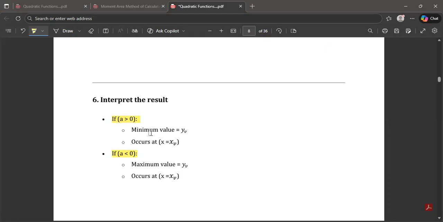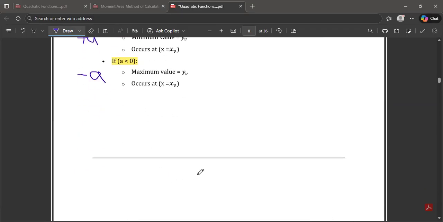And also, if A is positive, it means that your graph is going to have a minimum, and it occurs at x equal to x at the turning point. And if A is negative, it implies that your graph is going to have a maximum, okay? And it's going to occur at x equal to the turning point, at the vertex, okay?